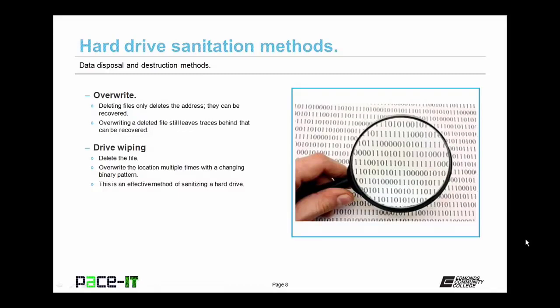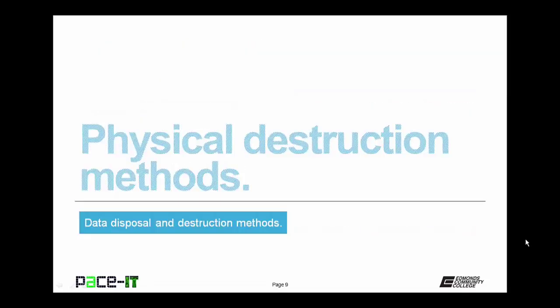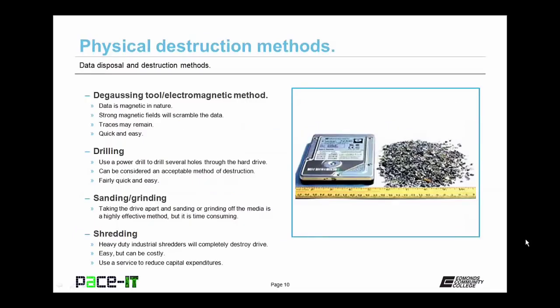That's where drive wiping comes in. First off, you delete the file, and then you overwrite the location multiple times with a changing binary pattern. That is an effective way of sanitizing a hard drive. Now let's move on to the physical destruction of hard drives.